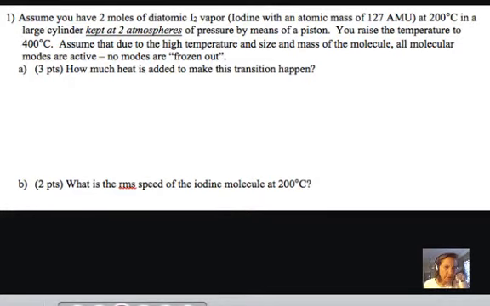Okay, so take a look at this question here. We have 2 moles of diatomic I2 vapor, and it gives them some information about it, the atomic mass units for the gas, and then 200 degrees C in a large cylinder. It gives you the pressure of the cylinder, and is pressured by means of a piston. And the question is about how much heat is needed to raise the temperature to 400 degrees C.